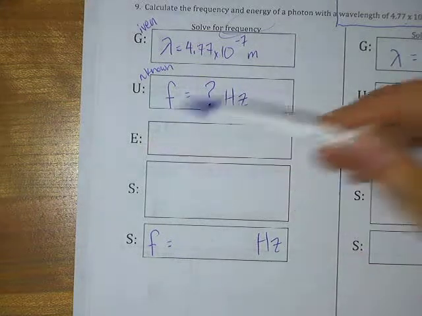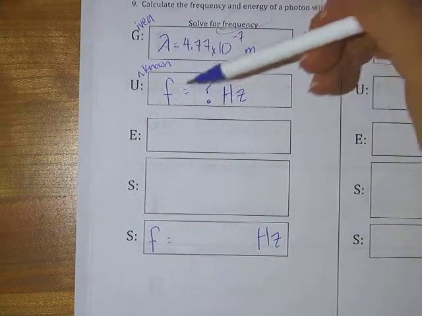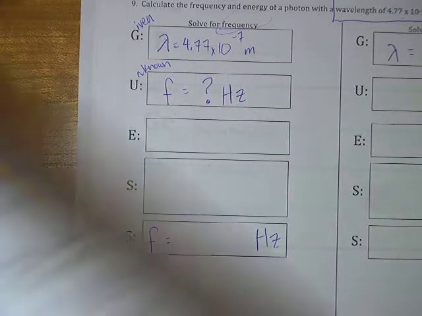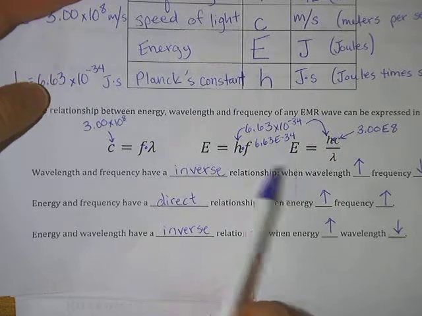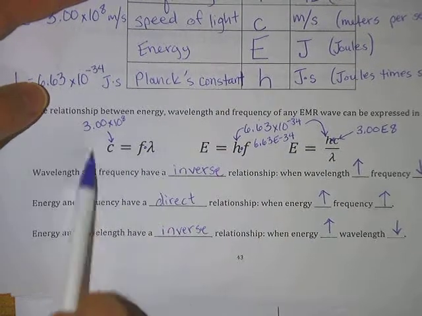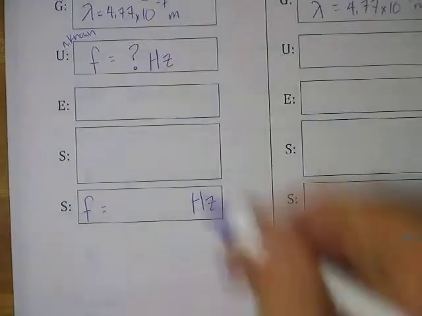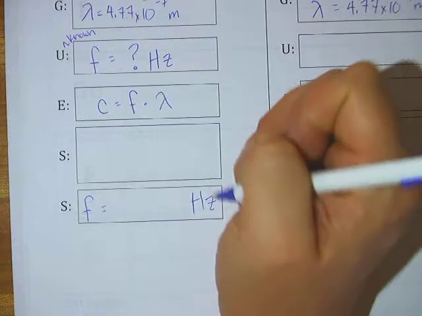Then for the equation, remember we have to pick equations that use both of these letters, lambda and f. So I go look at my 3 equations. This equation has lambda, but it does not have f. This equation has f, but it does not have lambda. This is the only one that has both, so that's the equation I'm going to copy down here. c equals frequency times wavelength.